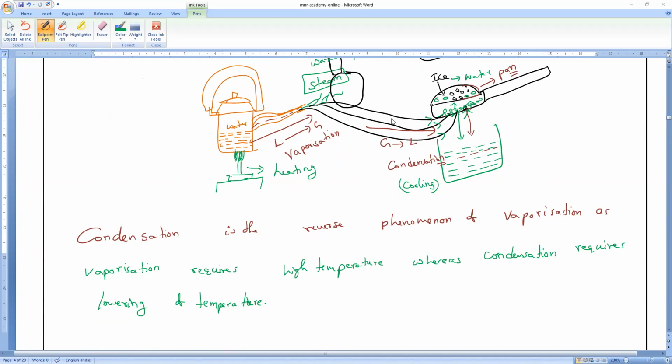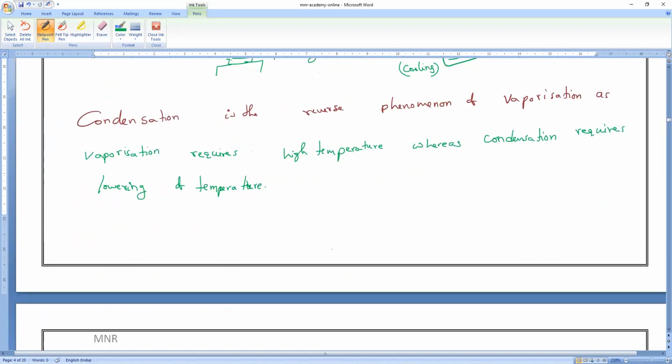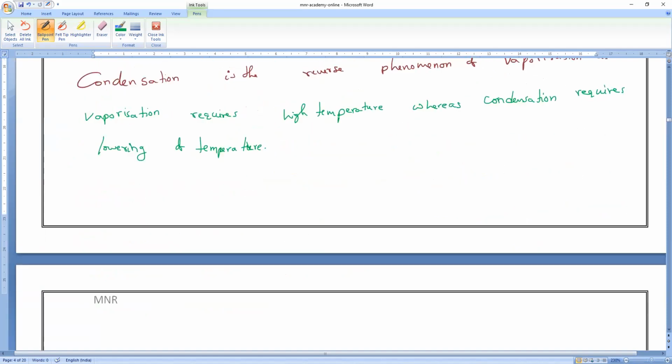So what is the freezing point of water? Anybody can tell? 0 degrees Celsius, which is equal to 273.15 Kelvin. That is the melting point of water, and the freezing point of water also. Clear? Now, before going to freezing, we should break it here.